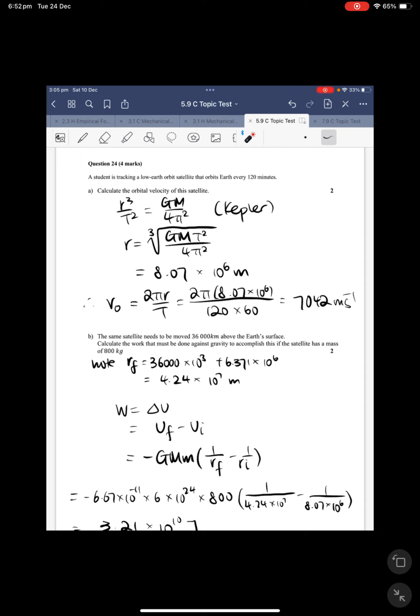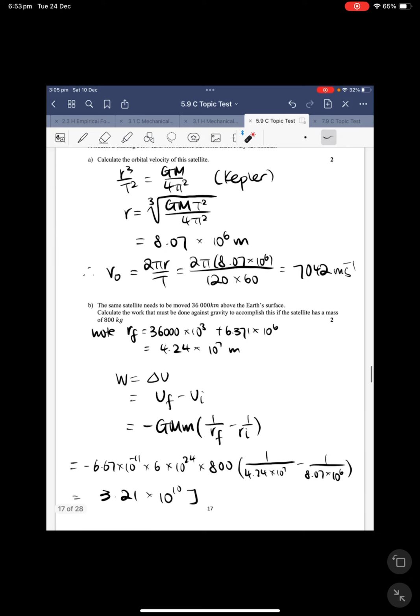Now, the orbital velocity is given by 2 pi r on T, but we don't know its radius of orbit yet. Luckily, we can find that out by using Kepler's third law. So r cubed on T squared equals GM on 4 pi squared. Rearrange that to solve for r, which is going to be the cube root of GMT squared over 4 pi squared. We can substitute all those values in. The mass of the Earth you can find on your formula sheet. And you should get 8.07 times 10 to the 6 meters. That's its orbital radius. Then we can substitute that in to find the orbital velocity, and you should get 7,042 meters per second.